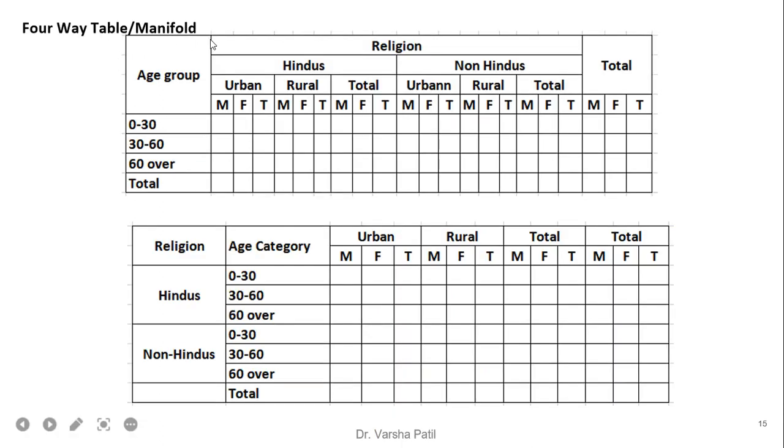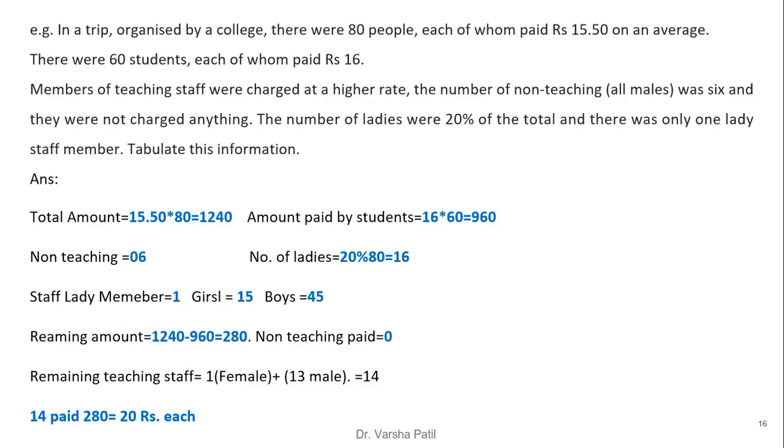Now here you can make again two tables. The age group is one feature, Hindus and non-Hindus is the second feature, urban, rural, total is the third feature, and again male and female. Or you can do this: age category, Hindus, non-Hindus, and here urban and male, female. So here I include the male, female, total, even if you skip it, that is also okay. All of this depends on you, how you want to present the information in the table.